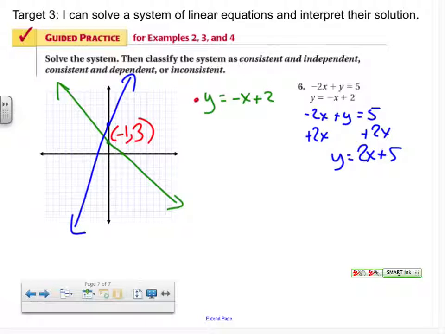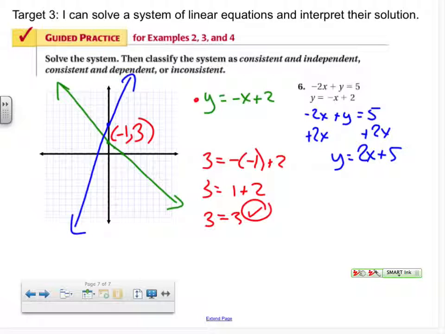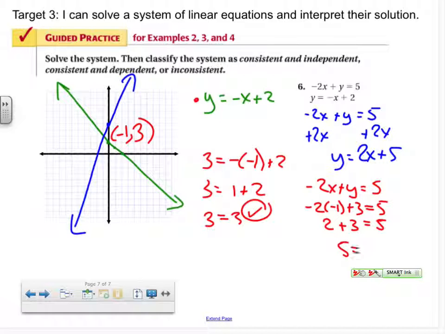We'll check the green one first. I'll plug in my point, negative 1, 3, so that gives me 3 equals negative 1 plus 2. And yes, 3 equals 3. That works. Now we'll check the blue one, negative 2x plus y equals 5. We'll plug in our point, negative 1, 3. So negative 2 times negative 1 plus 3 equals 5. Negative 2 times negative 1 is 2, plus 3. So 5 equals 5. We check them both off, and we're happy because we have found a solution.